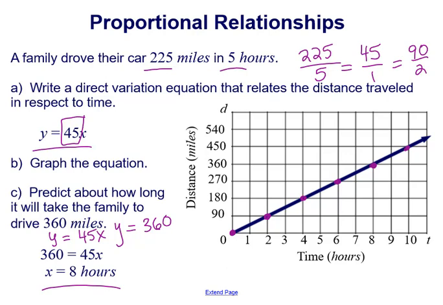We also can see on the graph, if we look at our y value or our value for d of 360 and we follow it to our line, we see that that ordered pair is 8, 360. So that means in 8 hours the family will have driven 360 miles. So we can use the graph or the equation to make predictions with this proportional relationship.